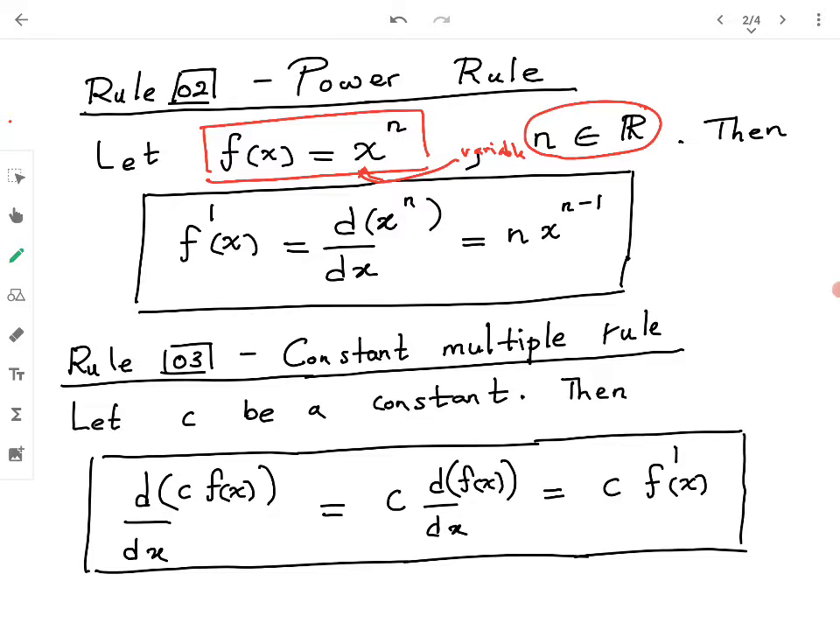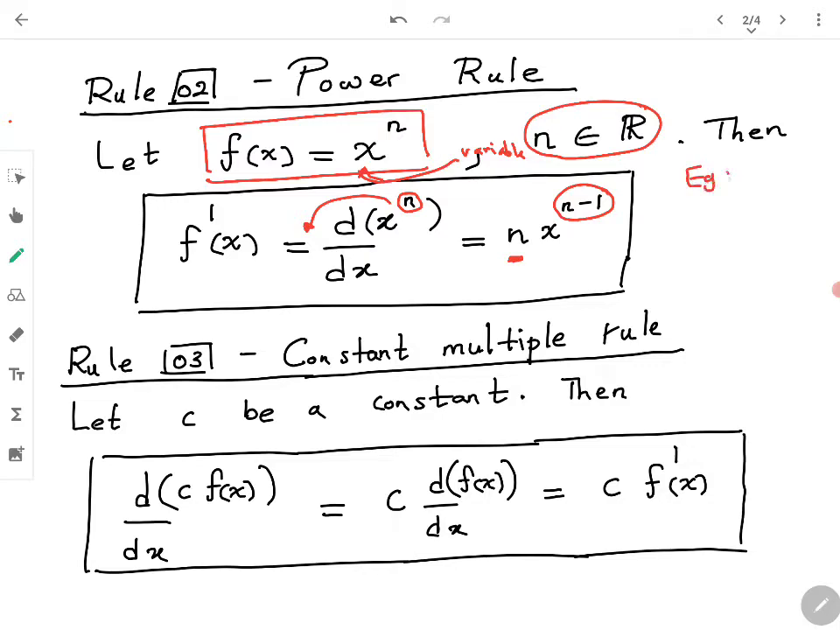In this rule, the power rule, we give a formula to differentiate power functions. When you have x to the n, the rule is you bring that power down. So write n in front, whatever the power is, then subtract 1 from the exponent, n minus 1. That gives you the derivative of the power function: n times x to the n minus 1.